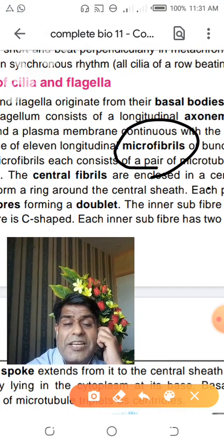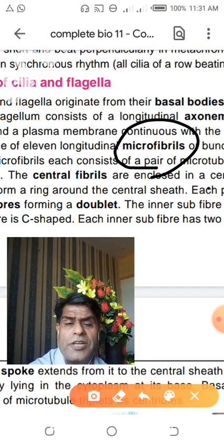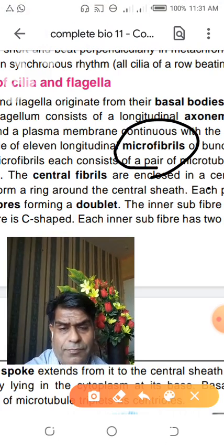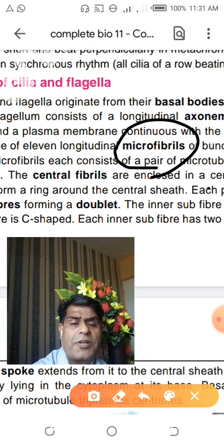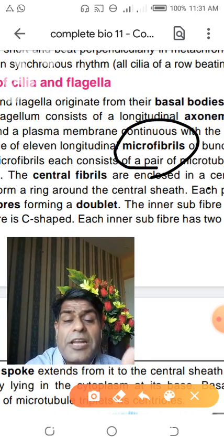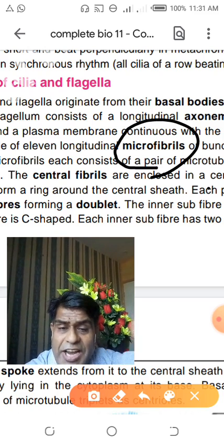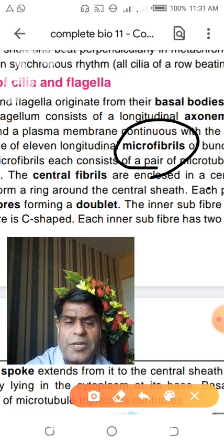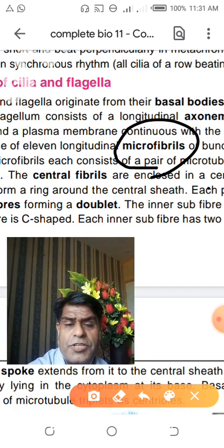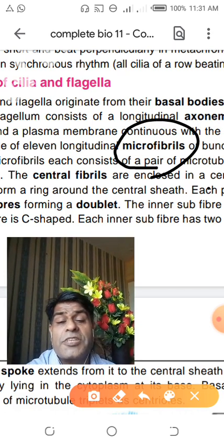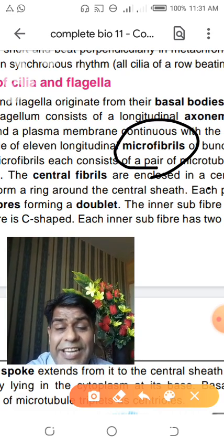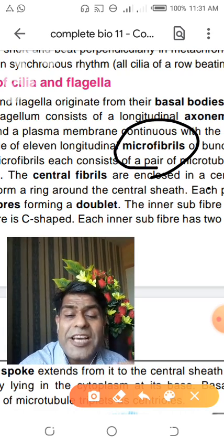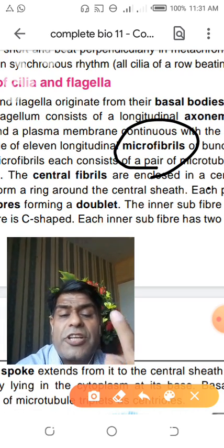I am highlighting also. How many microfibrils are present in one cilium? 11. How many microfibrils are present in the flagellum? 11. How many microfibrils are arranged in a peripheral way? Peripheral means at the sides. How many microfibrils are present in the center? 2. Which microfibrils are more important? The microfibrils present at the peripheral side. They are more important because they will contract the cilia.